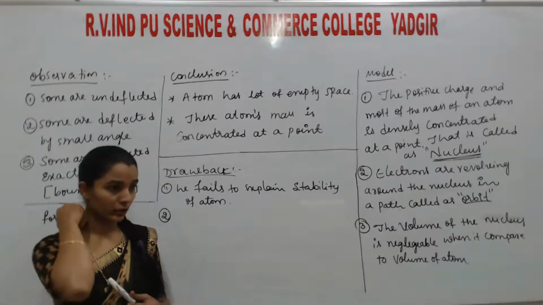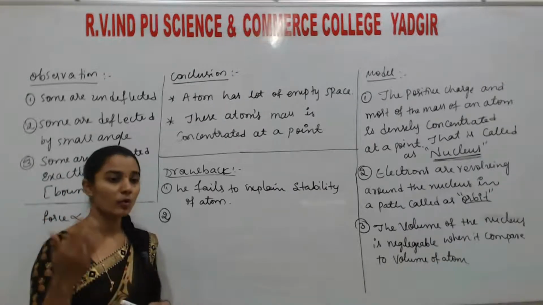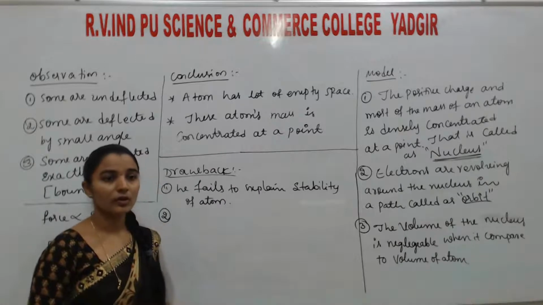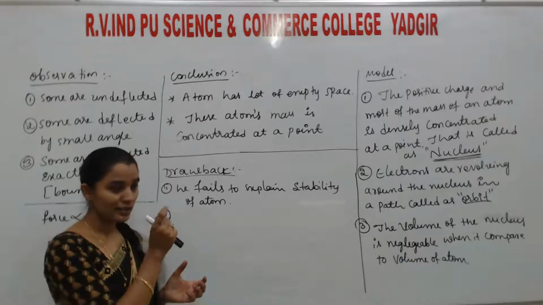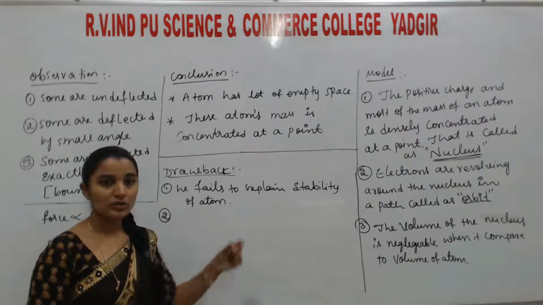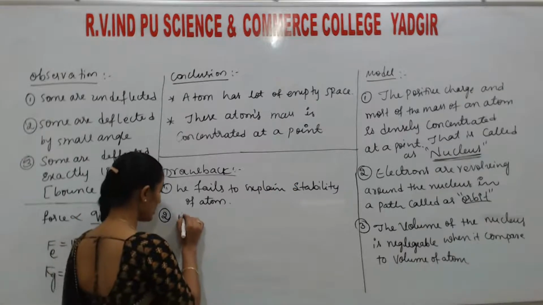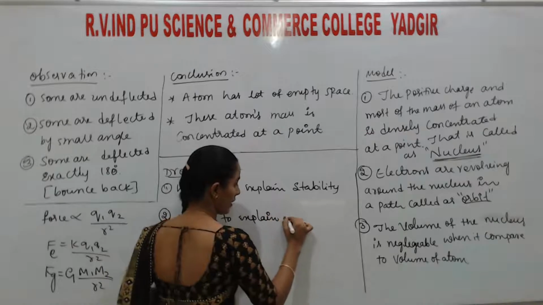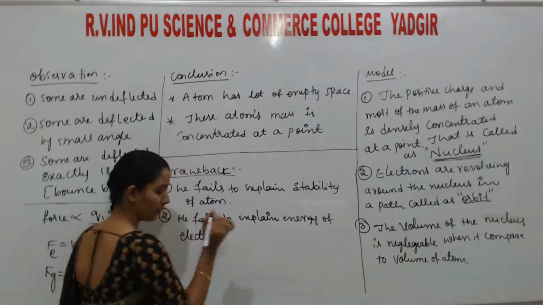Another one, students: so many electrons are there, some energetic, some less energetic, some more energetic. The electrons revolve around the nucleus in a path called an orbit. It does not explain how they revolve successfully around the nucleus, what the orbits are, or what their energy is. So it fails to explain the energy of electrons in different orbits.